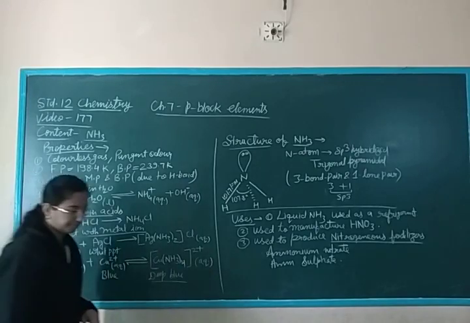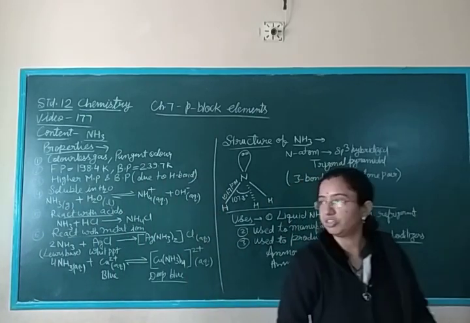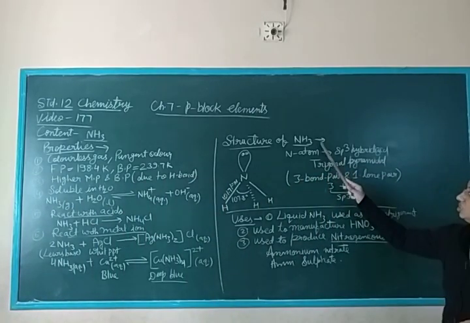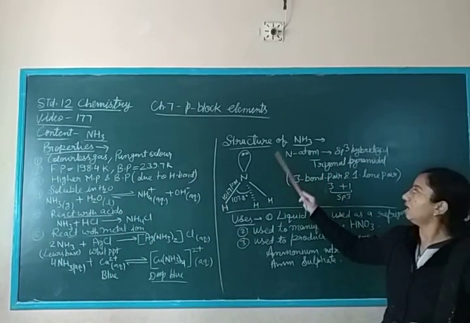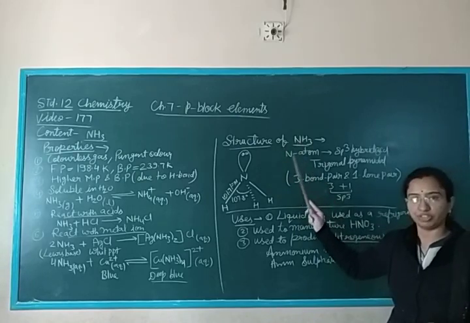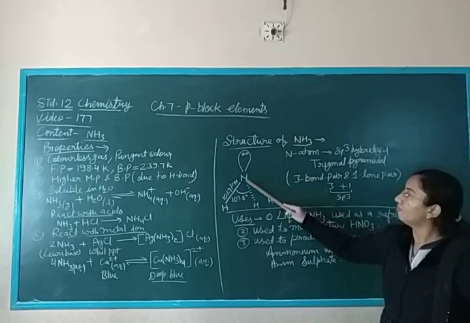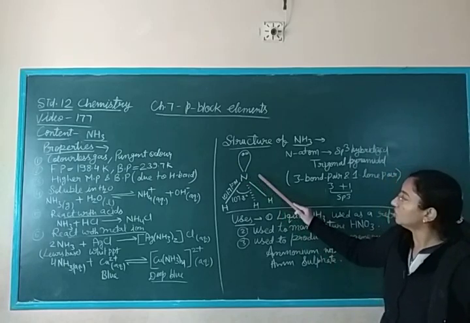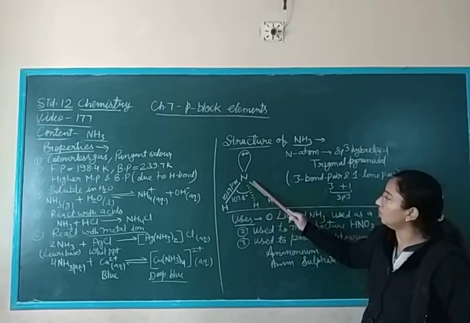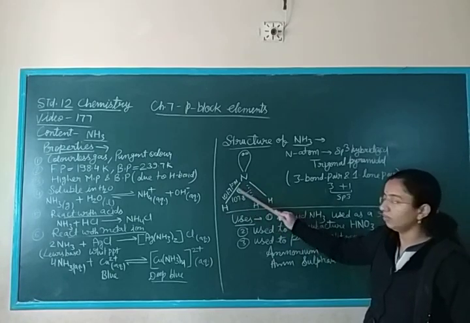Then after that, the structure of ammonia. In ammonia, nitrogen is in group 15 of the periodic table, so it has 5 electrons in the outer shell. Three electrons are shared with hydrogen to form bonds, and two remain as a lone pair.